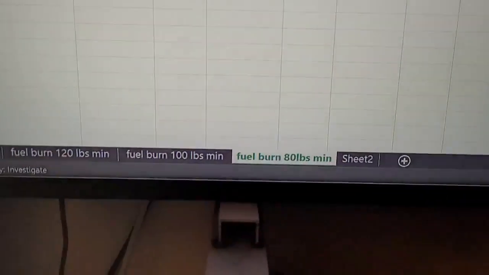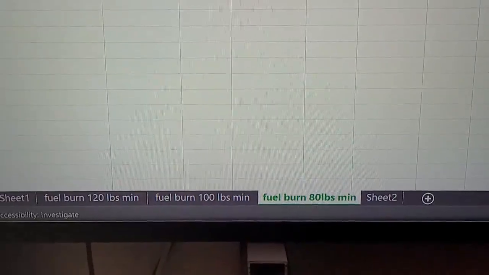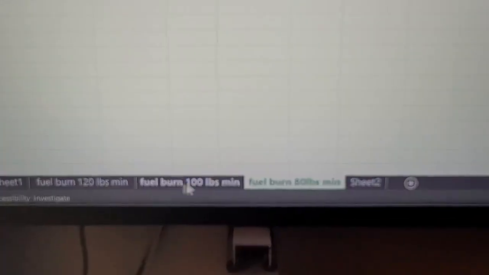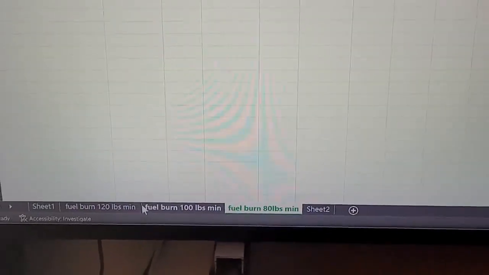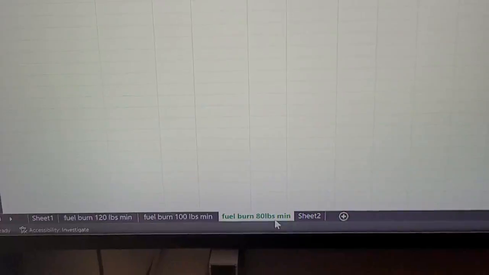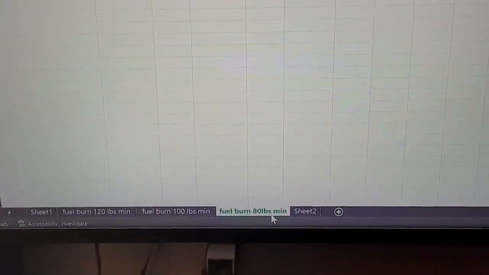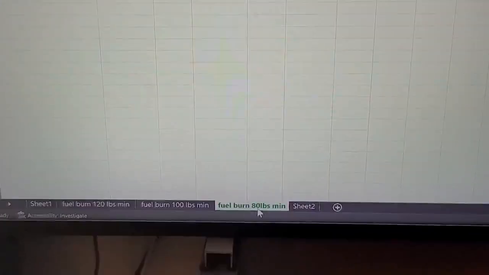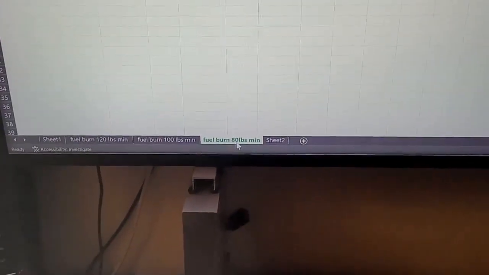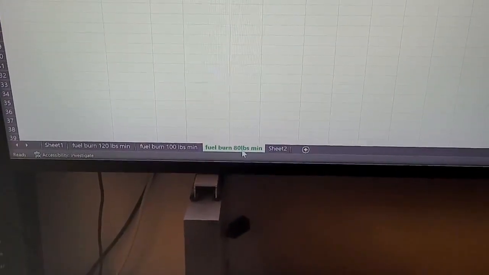This one. So I've got some tabs down here. Fuel burn at different mass flow rates. So I did 80, 100, and 120. Now, some of y'all are going to know this, some of you probably heard it. A quick, easy thing. Pounds per minute, this is air. So if you've got 80 pounds per minute of air, that means you can basically make 800 wheel horsepower.